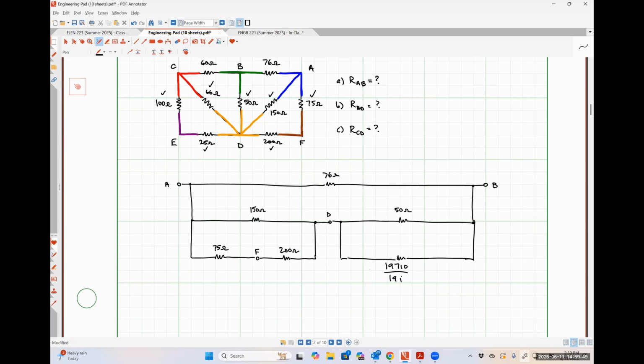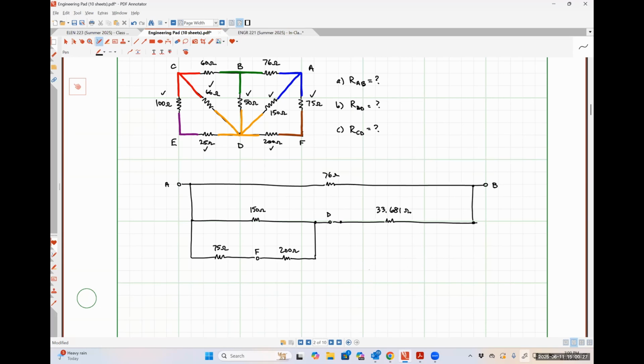That result is in parallel with the 50 ohm resistor. So I'm just going to do in my calculator answer times 50 over answer plus 50. And I get 33.68079. So let me erase those and replace it with a single equivalent resistance, 33.681 ohms. And I can't really simplify that right-hand bottom part anymore.